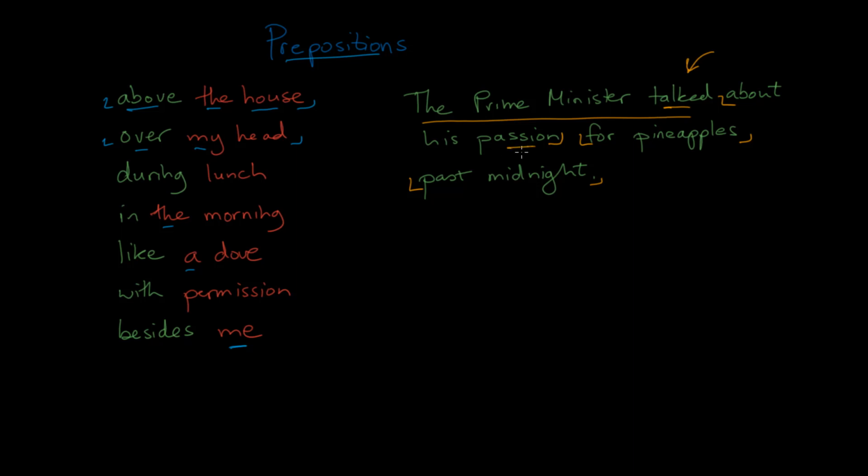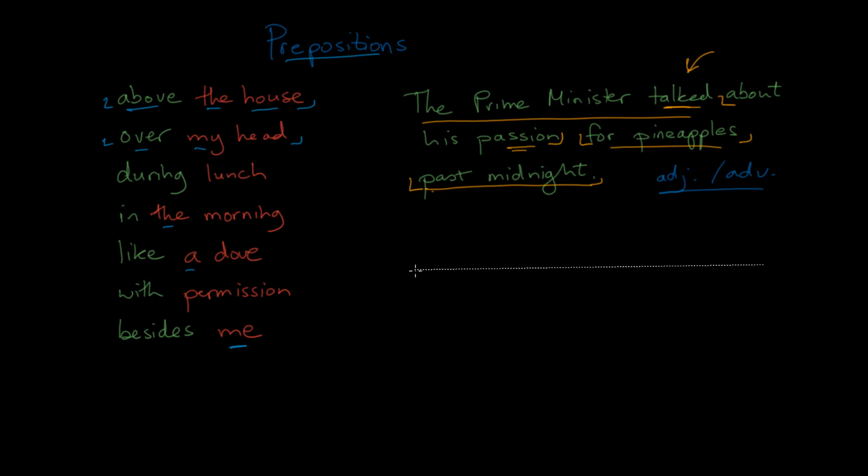So if we look at his passion, what kind of passion? A passion for pineapples. So this second prepositional phrase describes the noun in the first prepositional phrase. About his passion, what kind of passion? Passion for pineapples. And then we have this last one, past midnight. And past midnight tells us when the Prime Minister talked. So again, it refers back to talked, to the verb, and it acts like an adverb. In other words, when we're dealing with prepositional phrases, they are going to act like an adjective or an adverb. And as we go on with our lessons, this will become clear. So don't stress if you find the adverbial part a little bit confusing at this point.